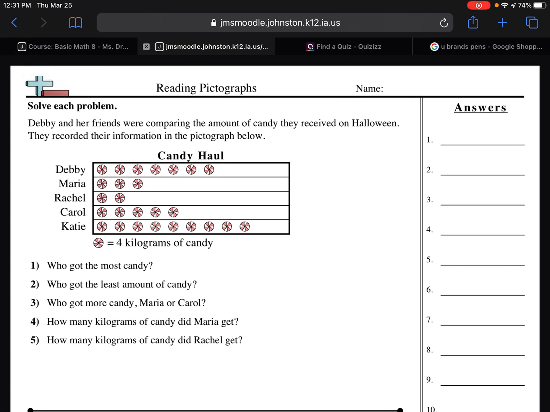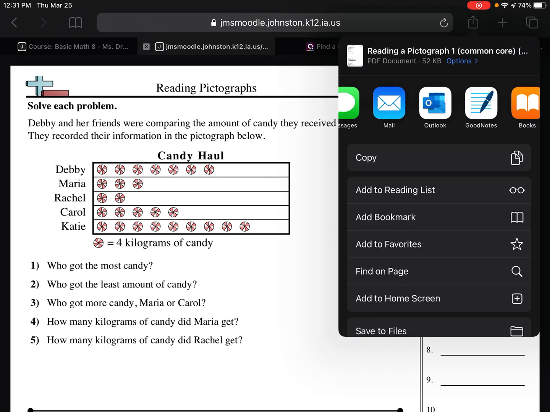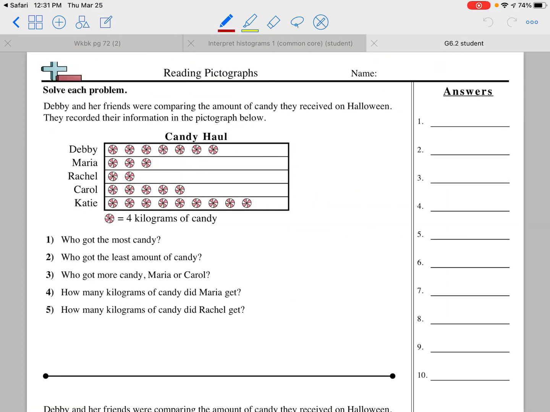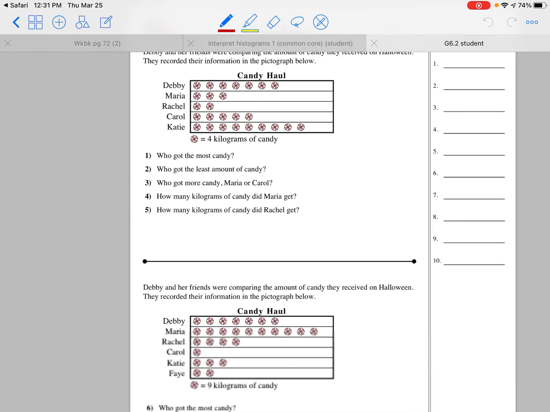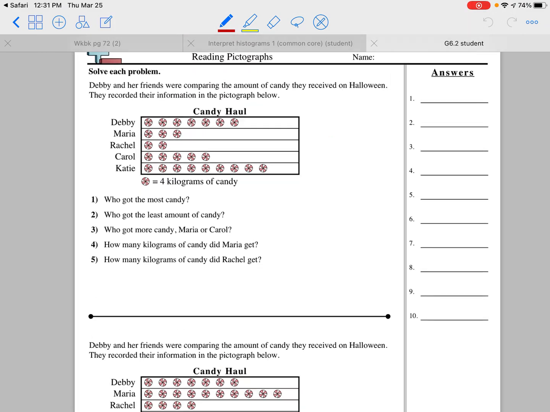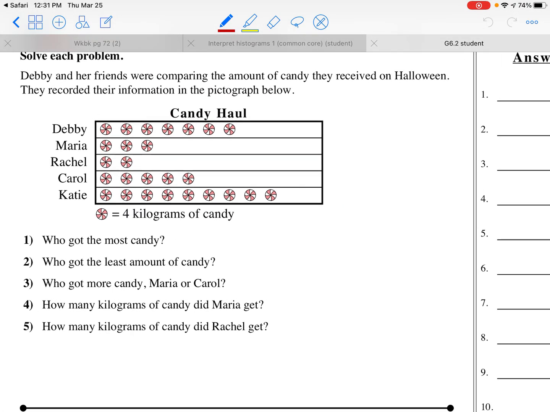Reading pictographs. This one is more of an interpretation one. We'll do the first one here because the second one is just the same format, with a couple of different questions. Look how they put that little line in between 5, 6, 7, 8, 9, 10. All right, comparing the amount of candy they received on Halloween. I love Halloween candy. Their haul, I like that.